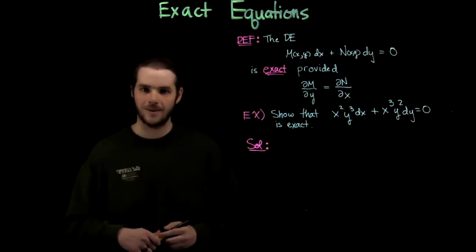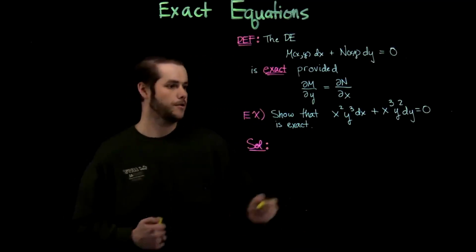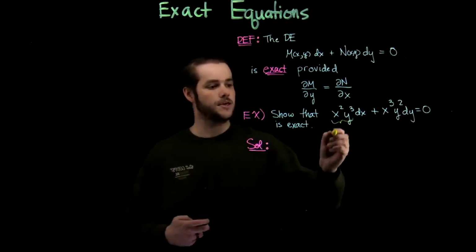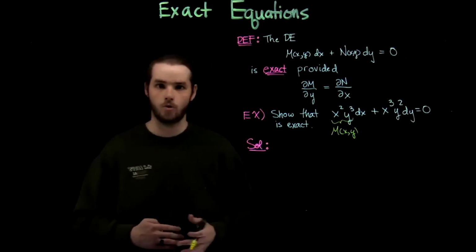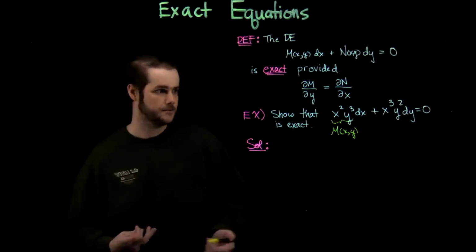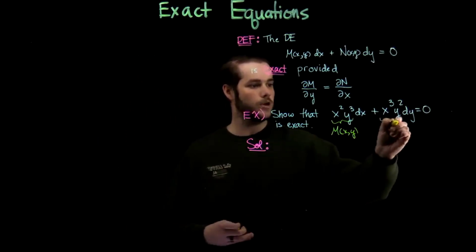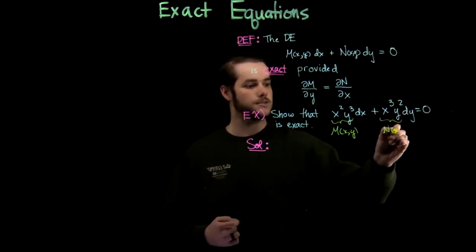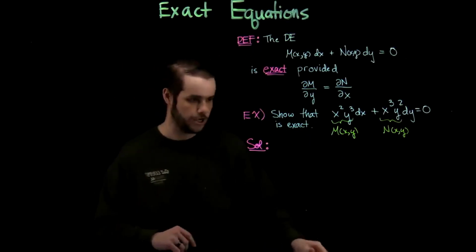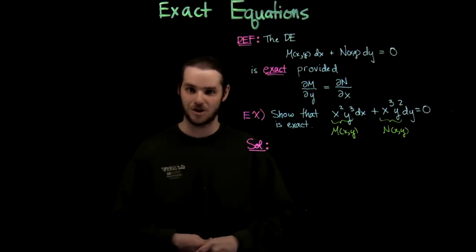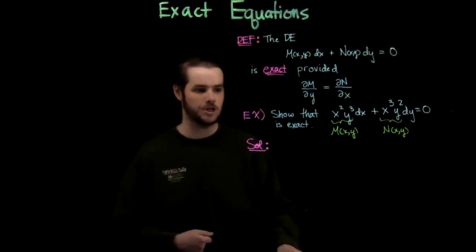Let's take a look at just an example of how I tell if something's exact. Here, we want to show that this is an exact equation. It's a little easier to see in this one that this is the M of xy I'm talking about. It's whatever coefficient dx has, and whatever coefficient dy has is N. So just like x comes right before y in the English alphabet, M comes right before N. That helps you remember which is which.